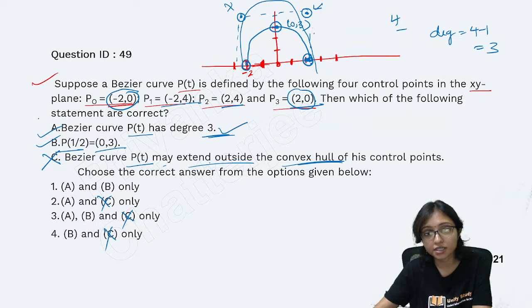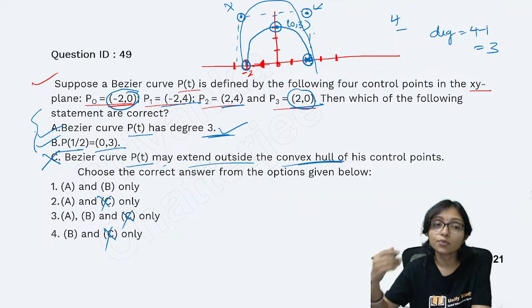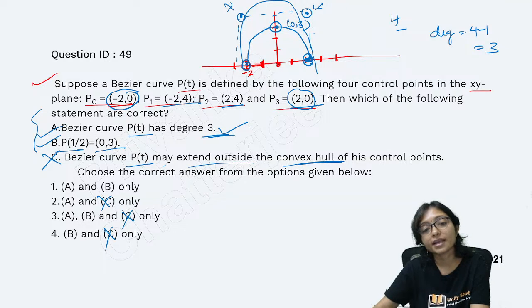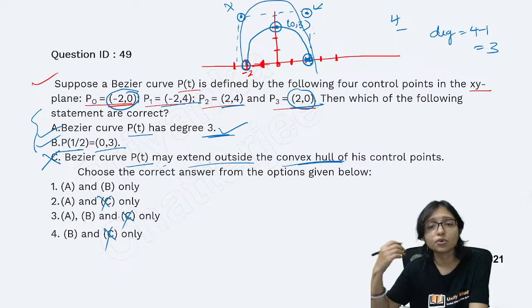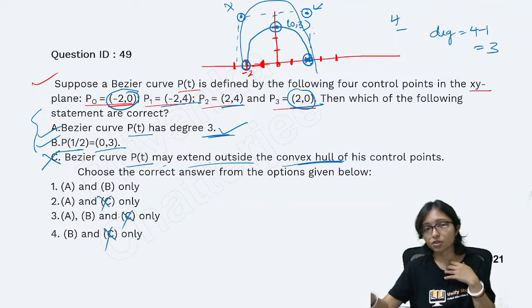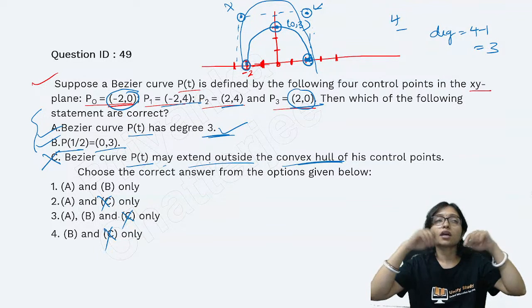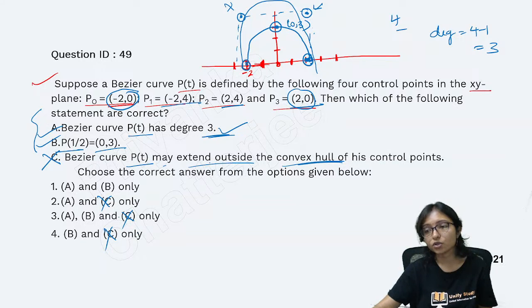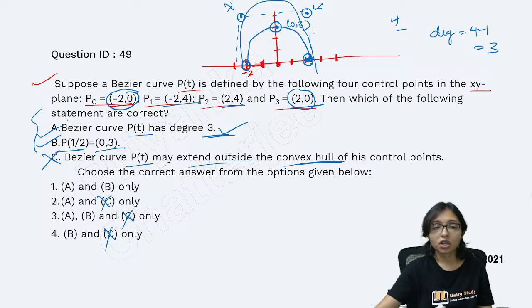No need to do this. I solved that so that you can understand the concept. But without doing this also, by eliminating option C you can do. Because it's not possible to go out of the convex hull. How is it possible? Where I am controlling, outside that it can't go. So that's why option C cannot be my answer. So my answer is option A and B.